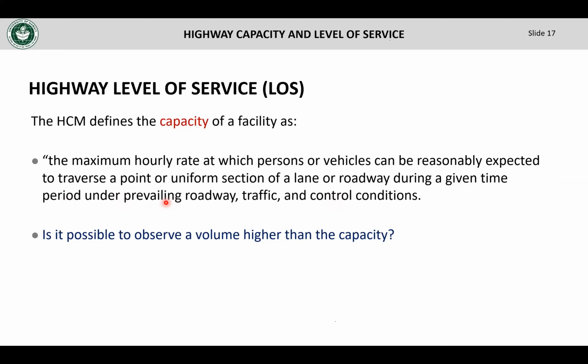What this prevailing tells you is that capacity we're defining as a kind of an average. You can actually have traffic flows that are slightly higher than your capacity, but those are not sustainable. What this definition is trying to say is that at capacity, traffic fluctuates quite a bit, but during short periods of time, that value can be a little bit higher.